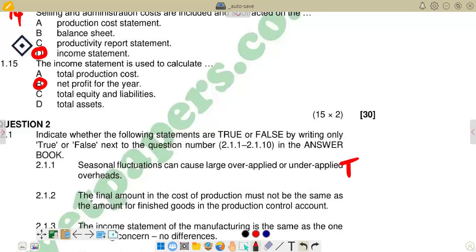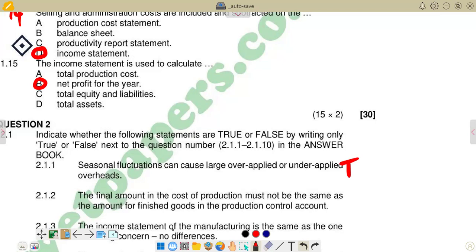Then the second one: the final amount in the cost of production must not be the same as the amount of finished goods in the production control account. So let's look at this one, which is false. Remember, in the production cost statement, we are calculating the cost of finished goods.